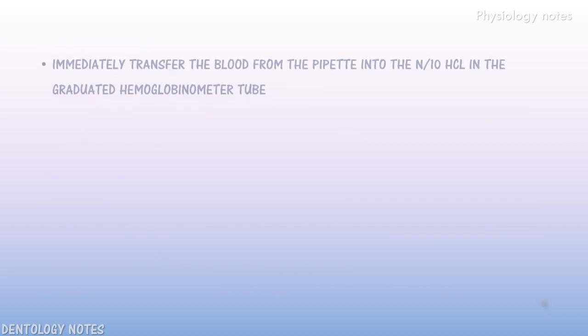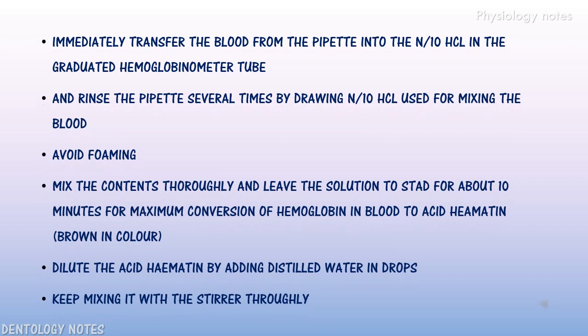Procedure: immediately transfer the blood from the pipette into the N/10 HCl in the graduated hemoglobinometer tube, and rinse the pipette several times by drawing N/10 HCl used for mixing the blood. Avoid foaming. Mix the contents thoroughly and leave the solution to stand for about 10 minutes for maximum conversion of hemoglobin in blood to acid hematine, brown in color.